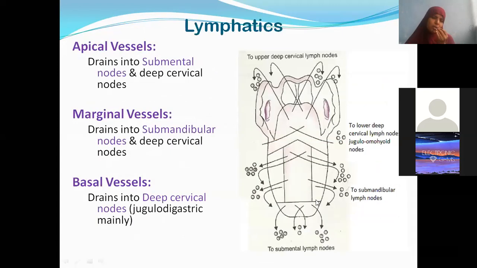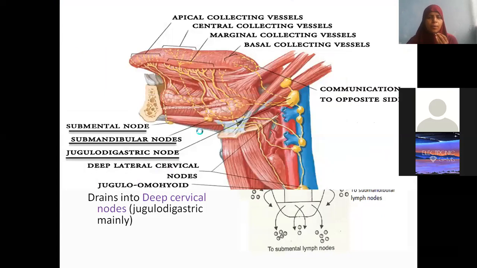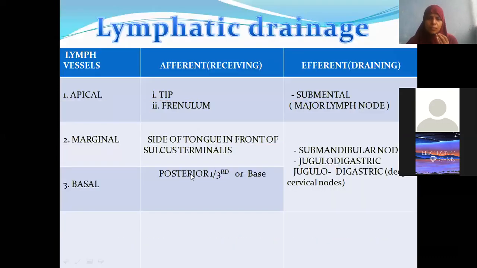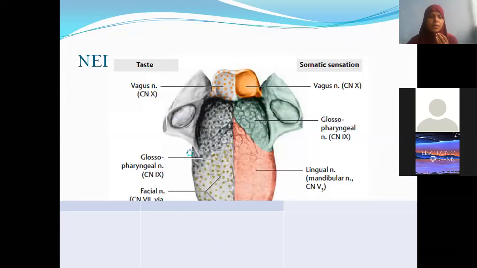Now coming to the lymphatics. This is the apex of the tongue. The apical part drains into the submental group of lymph nodes. From the tip till here, submental. From there it goes into the deep cervical group. Then the margins drain into the submandibular group of lymph nodes, and from there into the deep cervical again. This is the basal part, which drains directly into the deep cervical, also called the jugulodigastric group of lymph nodes. So that picture is good. The same thing is written here.